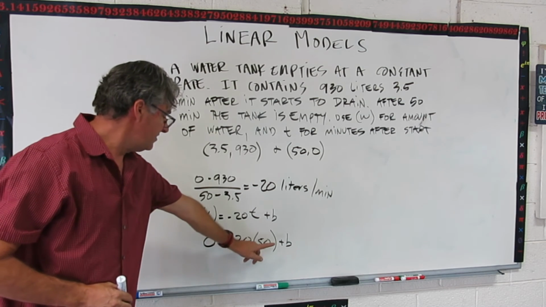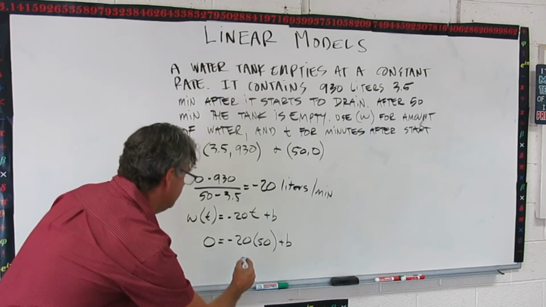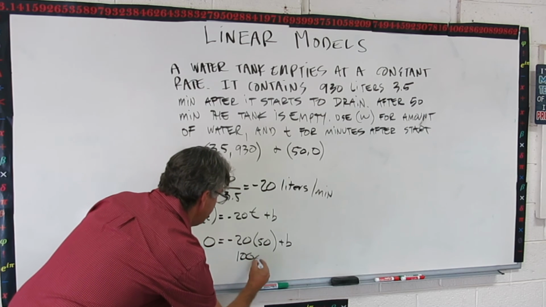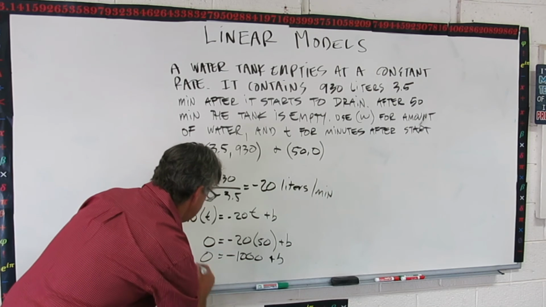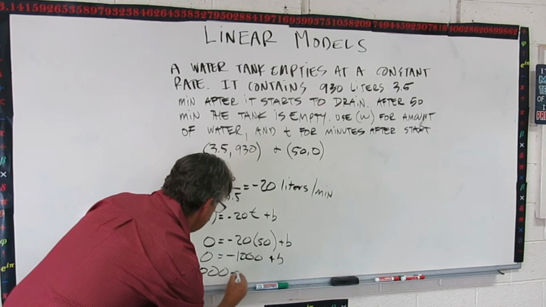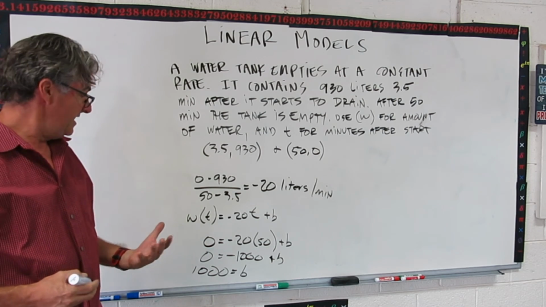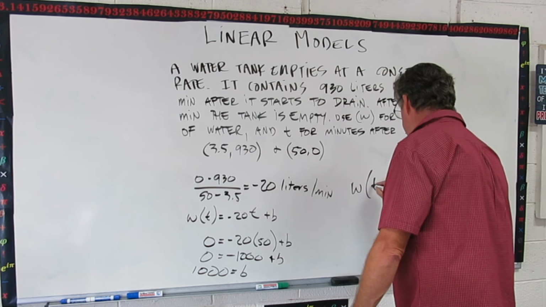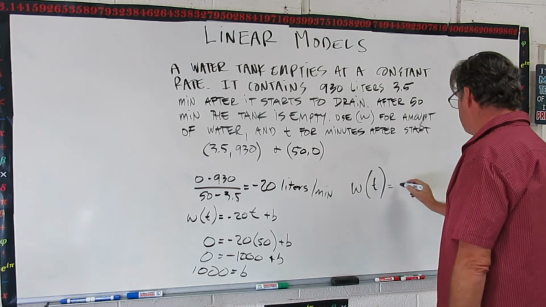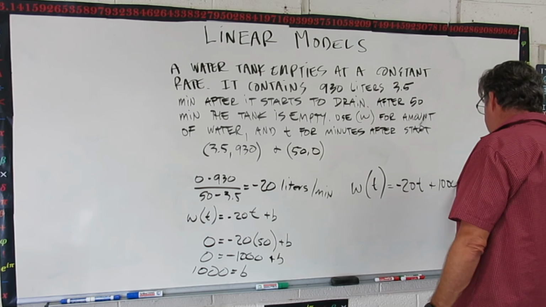So minus 20 times 50 is what? It's 1,000, right? Negative 1,000 plus b equals 0. So we'll move the 1,000 over. 1,000 equals b. So that's how much water is in at the very beginning. So our function is water level as a function of time equals minus 20t plus 1,000.